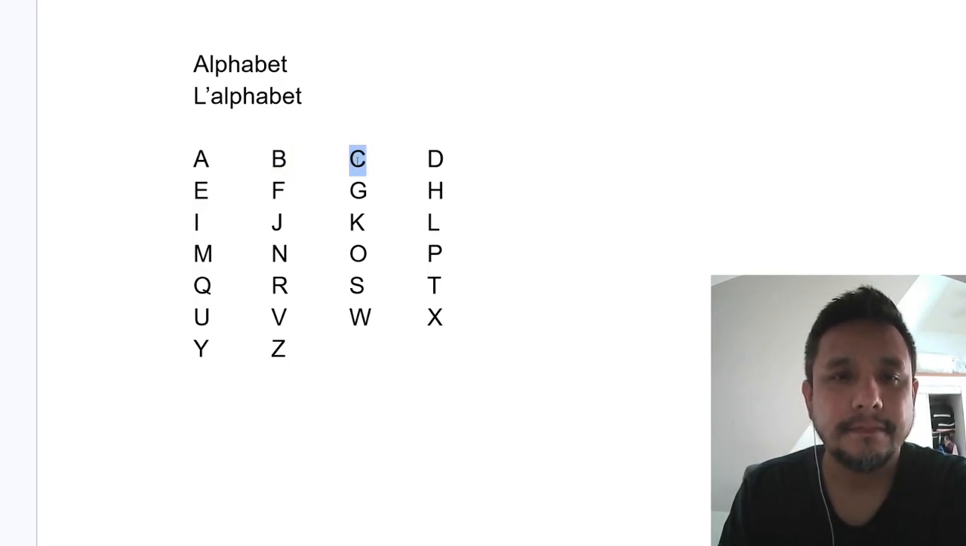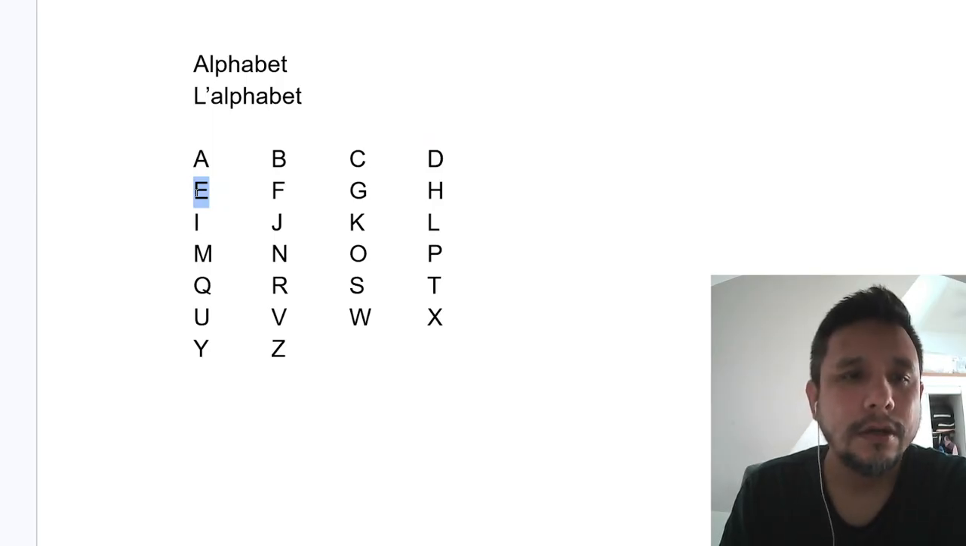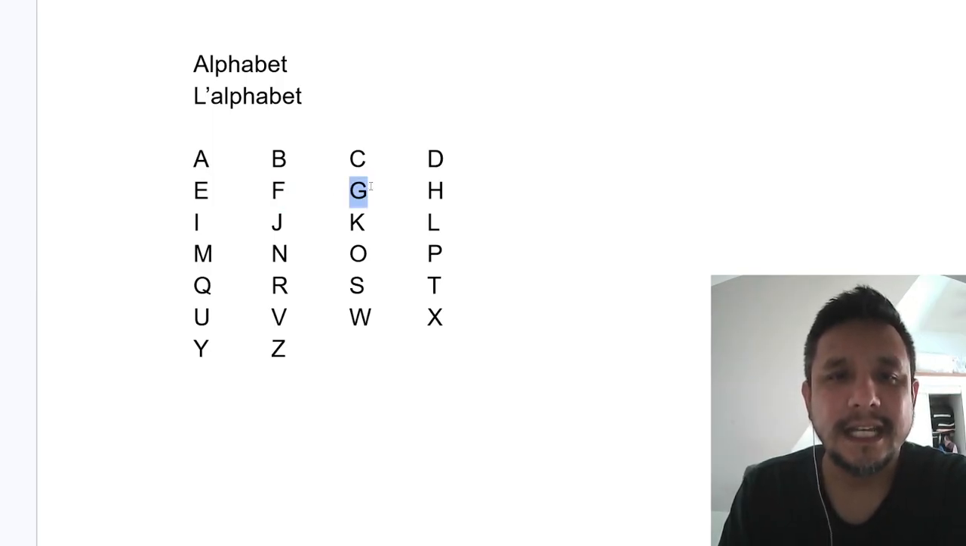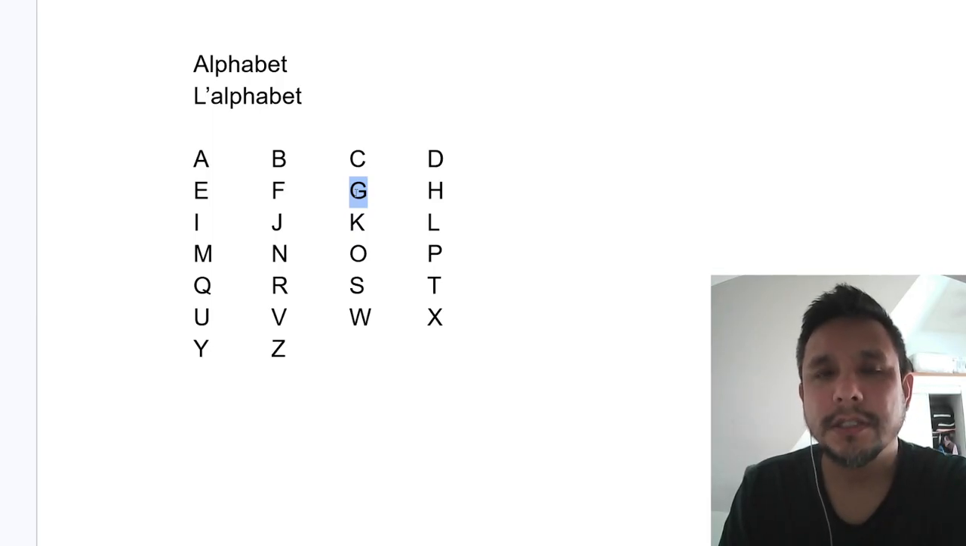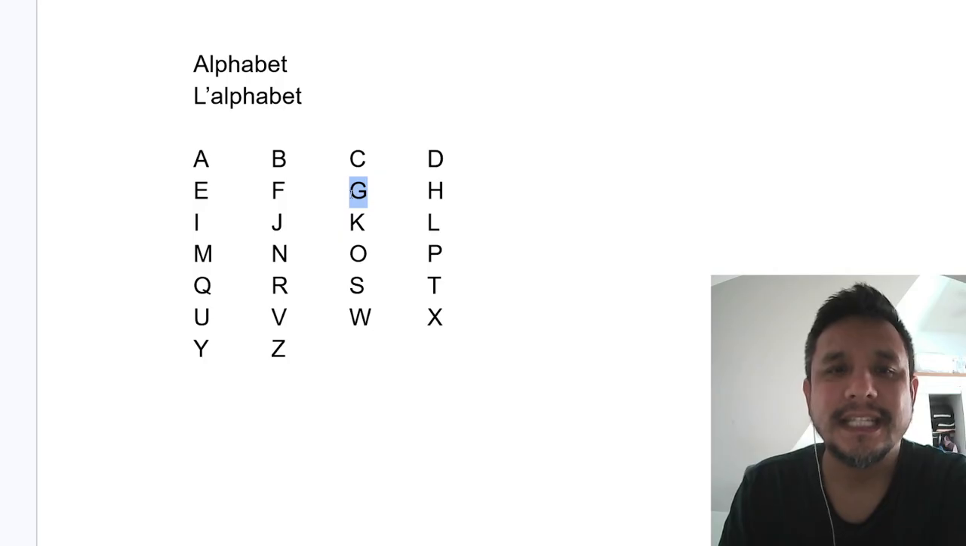C, C, D, D, E, E. It's not E, but E. F, it's similar. F. Now this is a little different. G, G. First of all, it's not J sound, but J sound, and it's not G or G, but it's G. Okay, G. This is H, H.